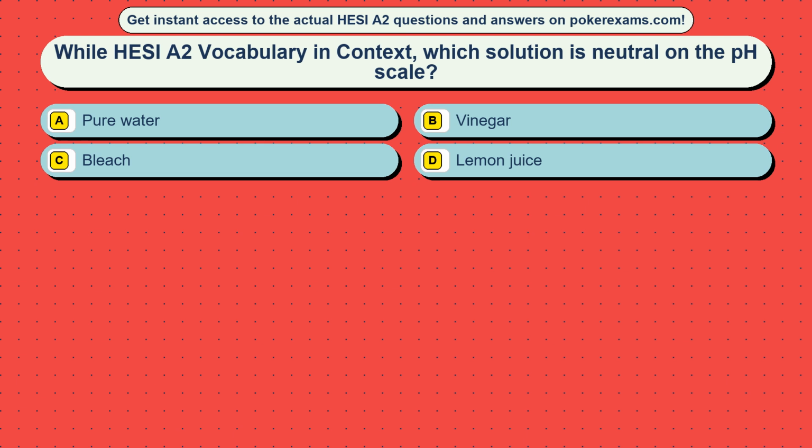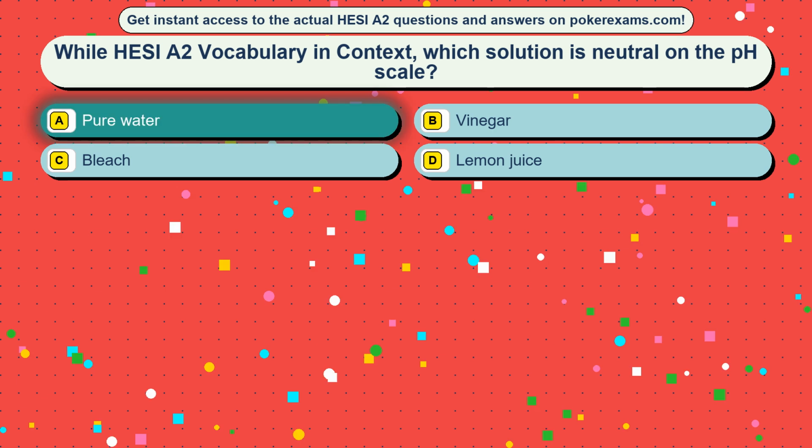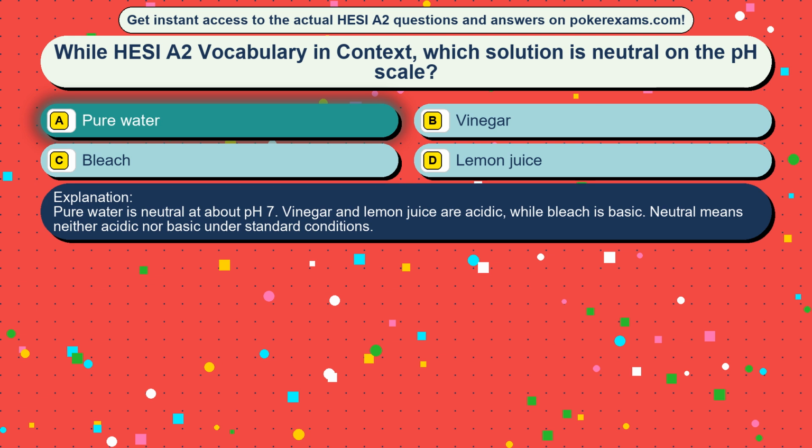Question 37. While HESI A2 vocabulary in context, which solution is neutral on the pH scale? Option A, pure water. Option B, vinegar. Option C, bleach. Option D, lemon juice. The correct answer is option A, pure water. Pure water is neutral at about pH 7. Vinegar and lemon juice are acidic, while bleach is basic. Neutral means neither acidic nor basic under standard conditions.